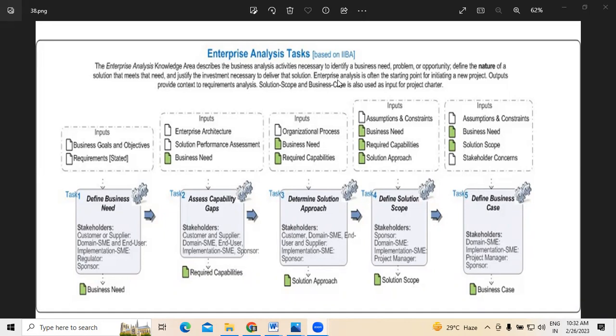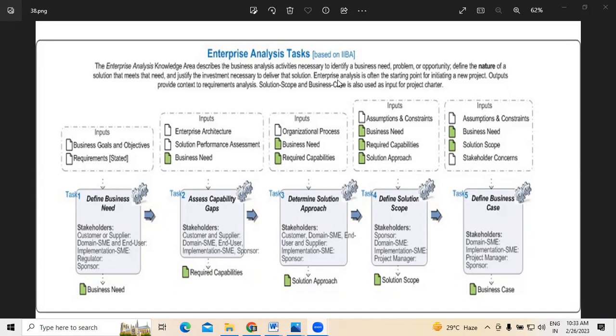Till the time we don't give the actual confirmation, the possibilities and everything, the official validation will be done at the solution assessment and validation. In the last knowledge area, we do the validation and we confirm it officially: yes, this is the solution and these are the requirements. These are the features. These are the functionalities to be developed.